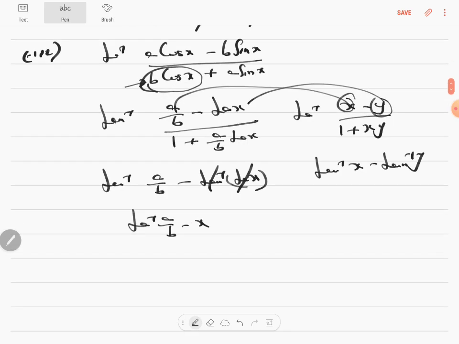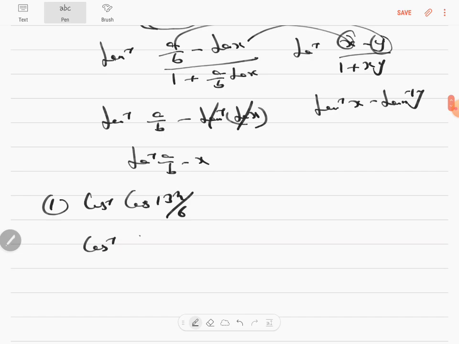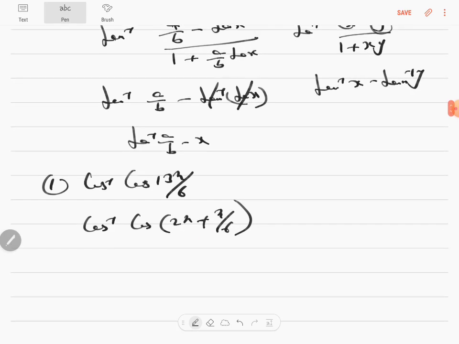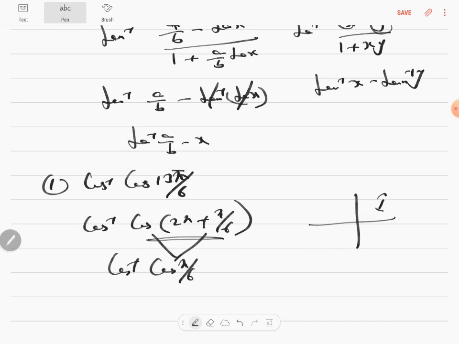So next is the miscellaneous exercise. Question A: cos inverse of cos 13 pi by 6, which is the first sum. To get 13 pi by 6, you should write 2 pi plus pi by 6, since 12 pi plus pi is 13 pi. 2 pi plus pi by 6 will come in the first quadrant, where the trigonometric part, when you solve, you get cos pi by 6 with a cos inverse. Thus the answer itself is pi by 6.